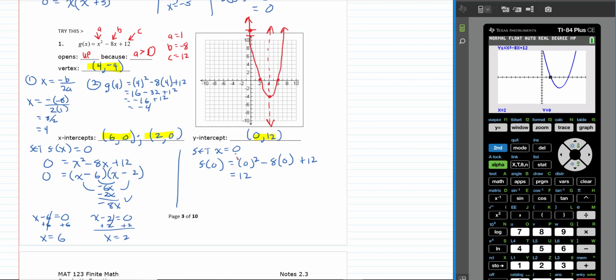Okay, y-intercept, you set x equals 0, so you get 12. I just went up a couple of notches to put that. Again, you can trace at 0 to verify that y-intercept at 12.